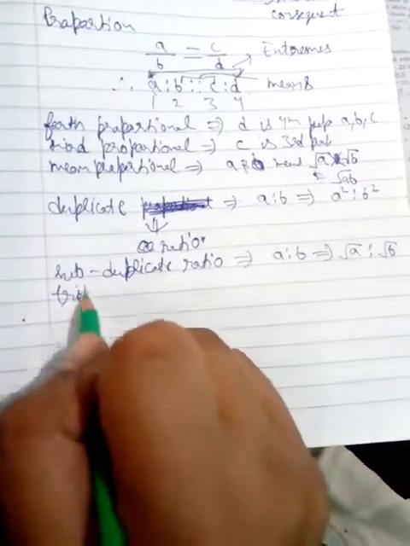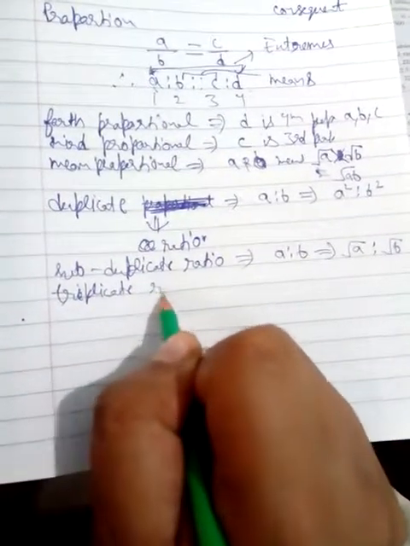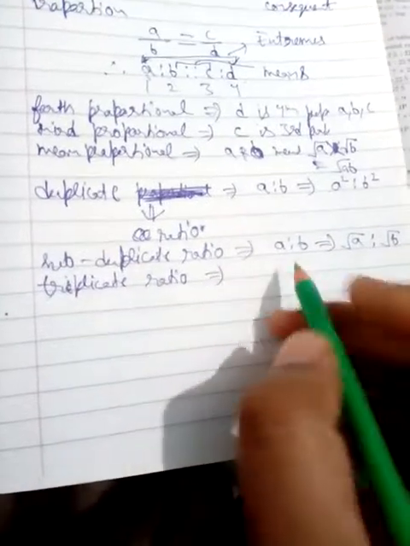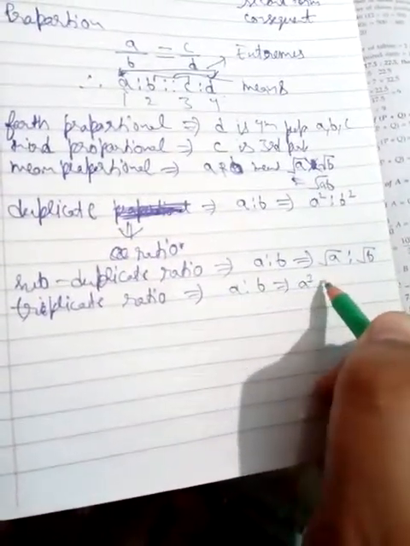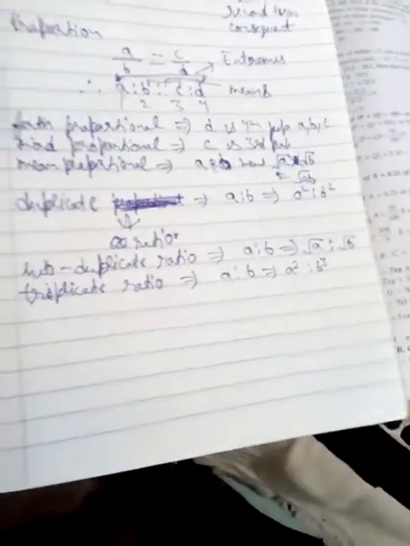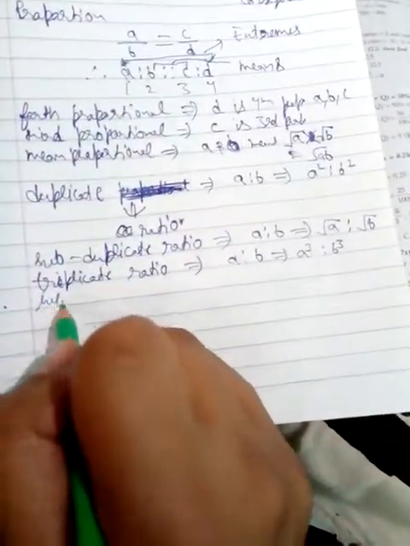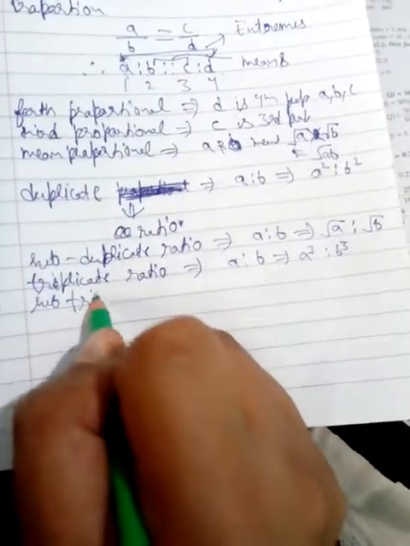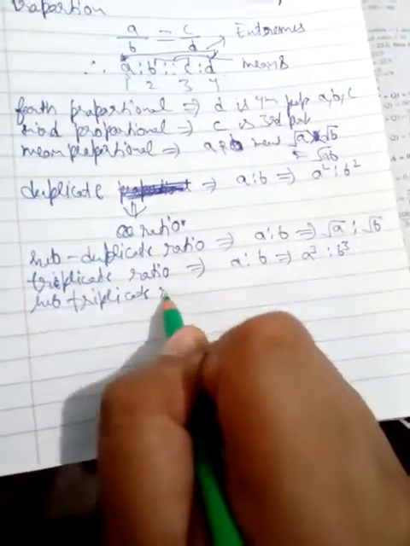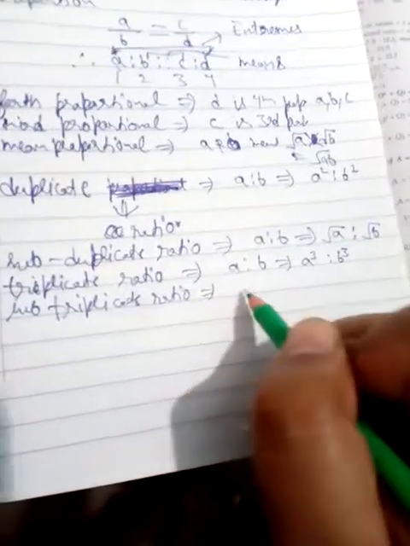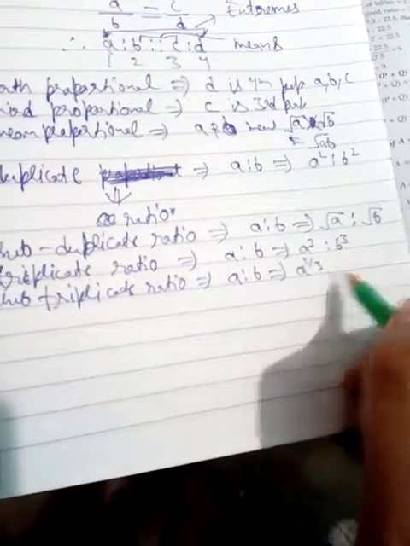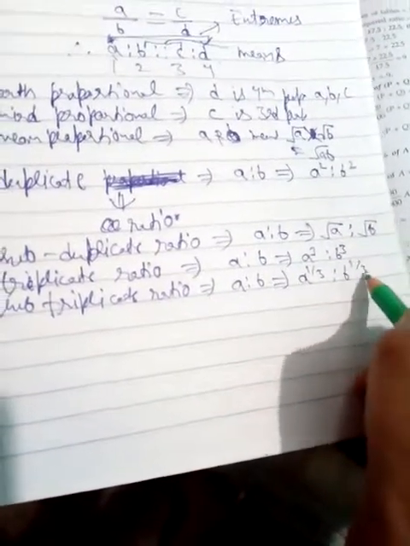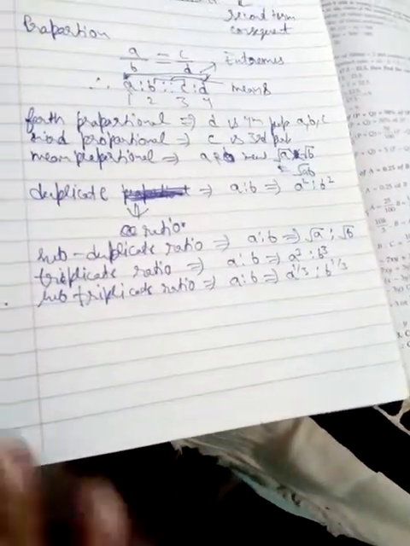Triplicate ratio. A ratio b, a cube ratio b cube. Subtriplicate ratio. It means a ratio b implies a to the power 1 by 3, b to the power 1 by 3. So that is subtriplicate ratio.